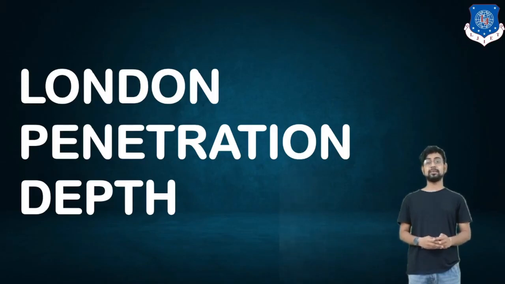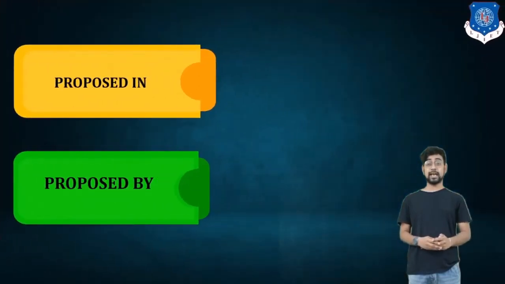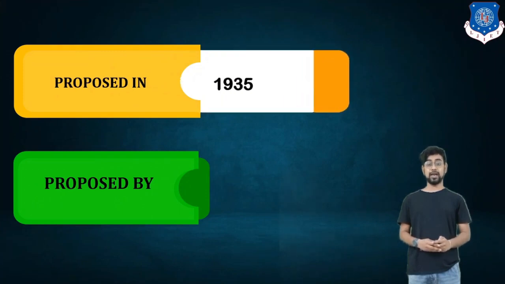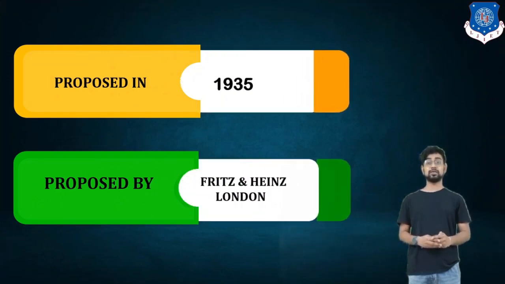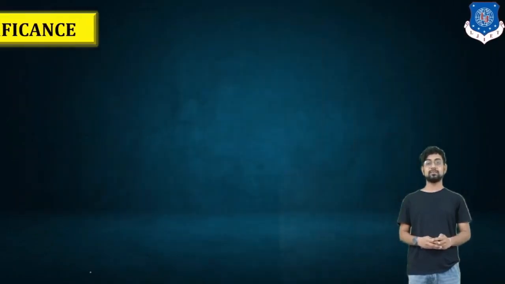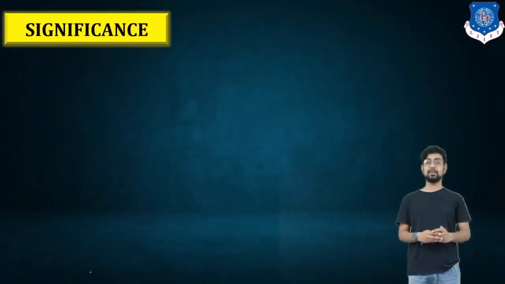Now, let's check out some history about it. It was proposed in 1935 by two well-known physicists, Fritz and Heinz London. They were together also known as the London brothers. Now, what was the scenario and what is the significance of it?